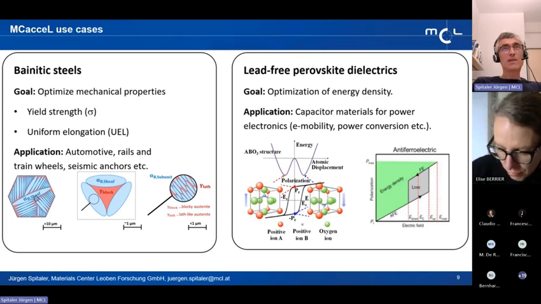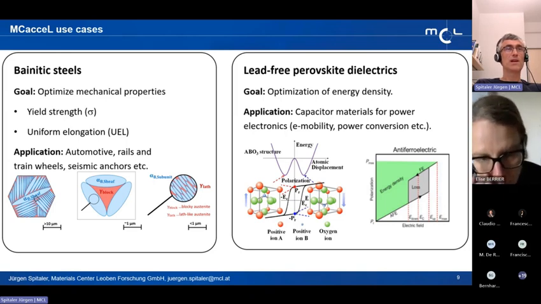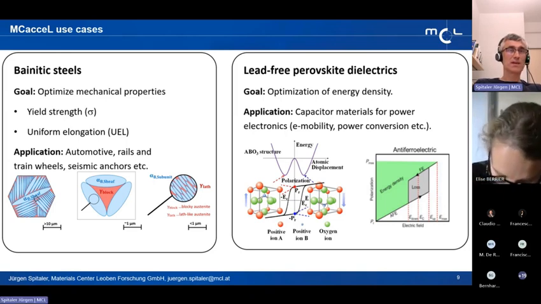This is a completely different material from the perovskites. It's a metallic material and not ceramic or semiconductor. This is really a material where we use casting, while for the perovskite use case, we are dealing with thin film production. Magnetic steels are about mechanical properties, which in our case are the yield strength and uniform elongation, while for the perovskite materials, we are dealing with the energy density that can be saved in this electric material. And of course, the applications are different. Magnetic steels are used in the automotive sector, for rails and train wheels, seismic anchors, for example.